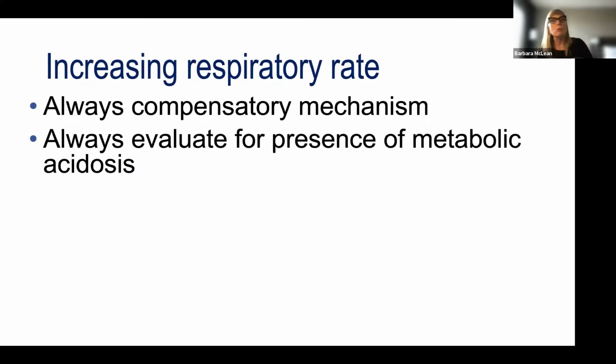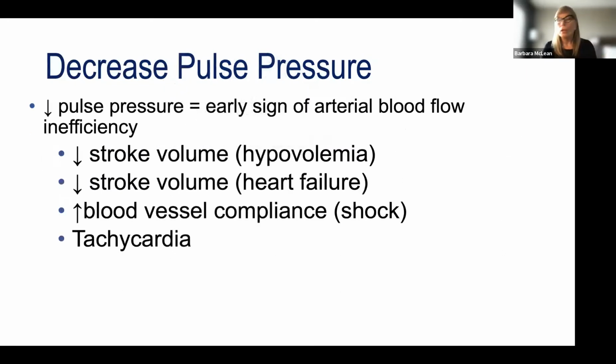So I want to remind you that increasing heart rate and increasing respiratory rate are always a compensatory mechanism, and your responsibility is to evaluate for the possibility of the presence of metabolic acidosis and utilize that information in your communication. Practice it. Okay, the other thing that you can do, again, you're not really doing anything invasive at this point, you're just using critical thinking, is to look at pulse pressure. Pulse pressure is the difference between systole and diastole. Now that's best measured if you have an A-line, but even if you don't have an A-line.